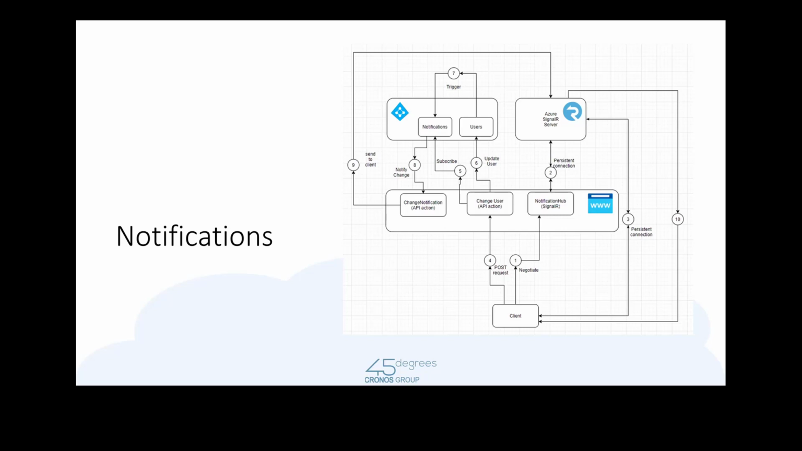It will send a notification to the Azure SignalR server: please, Azure SignalR server, this is my message that I want to send to the client, that the user is changed. And the Azure SignalR service will go through step 10, that is also any persistent connection, send that message to the client, and you can show it to the client. Says, okay, client or user, my user is changed. What is a notification hub?